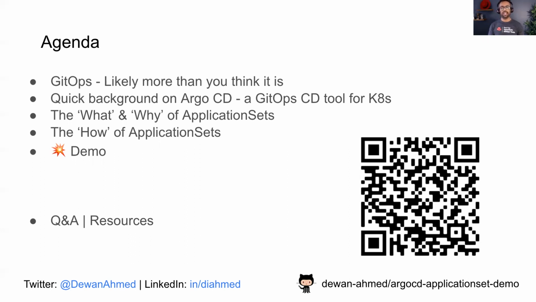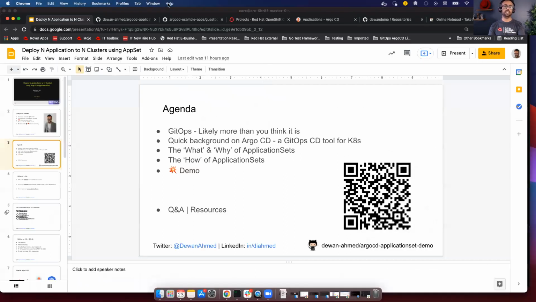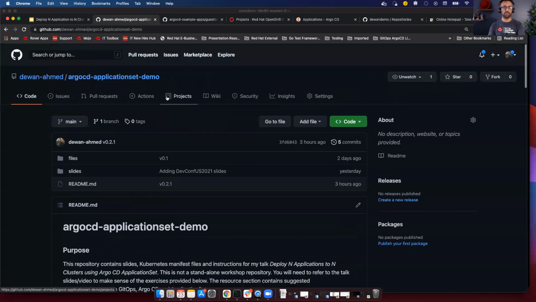At the end, we'll have a Q&A session, and all the resources are in the GitHub repository, which you can see at the bottom right corner of your screen. If you're watching this session on a mobile device, you can scan the QR code, which will take you right into the GitHub repository. So let me quickly show you the repository real quick.